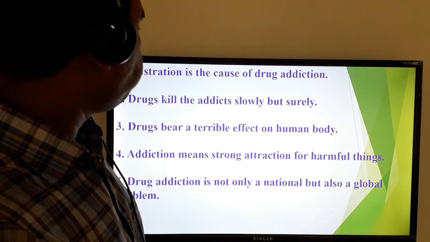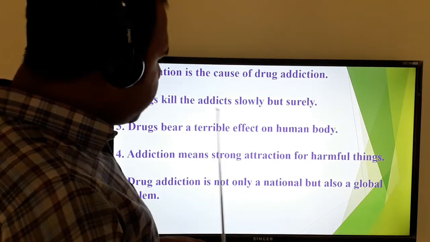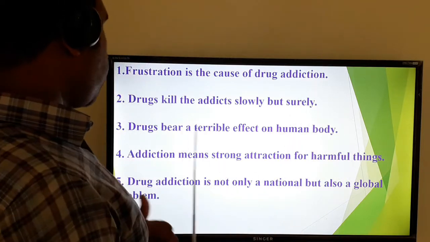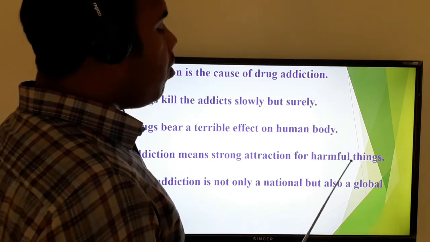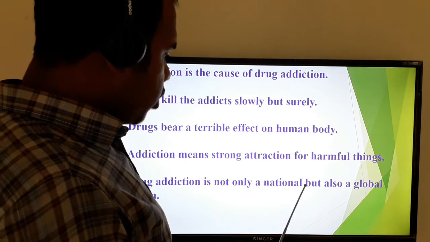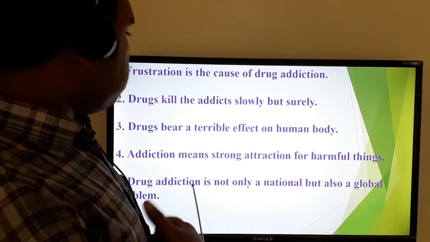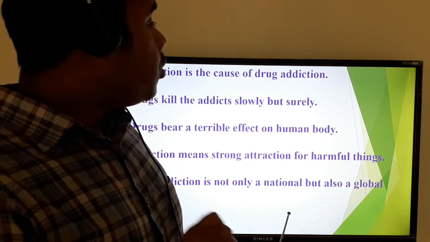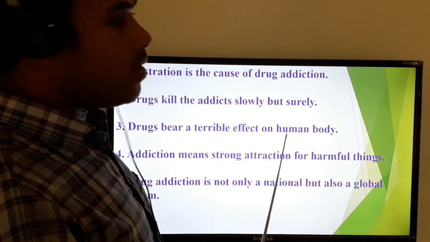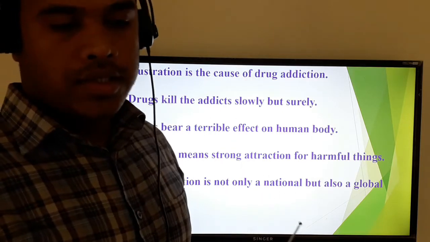Now you see the answer also. Here is the answer for you. You can see that frustration is the cause of drug addiction. We told it earlier. Drugs kill the addict slowly but surely. Drugs bear a terrible effect on the human body. We know this. Addiction means a strong attraction for harmful things. Drug addiction is not only a national but also a global problem. So these are the 5 sentences that we make. So you can write it that way. That is the best way to write. I'm going to repeat once again, you should not put a plus or hyphen, something like this. You will make sentences from the given text, from the given table.